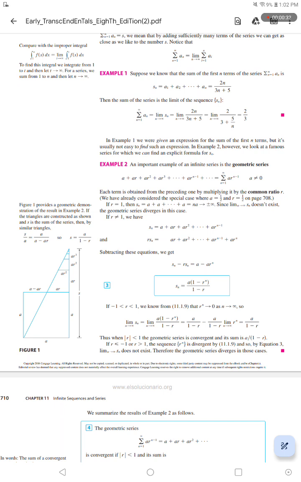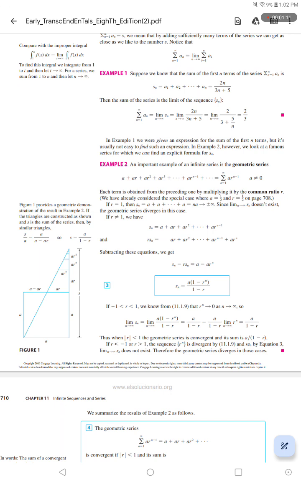Then the sum of the series is the limit of the sequence {s sub n}. The sum from n equals 1 to infinity of a sub n equals the limit as n approaches infinity of s sub n equals the limit as n approaches infinity of 2n over 3n plus 5 equals the limit as n approaches infinity of 2 over 3 plus 5 over n equals 2/3.